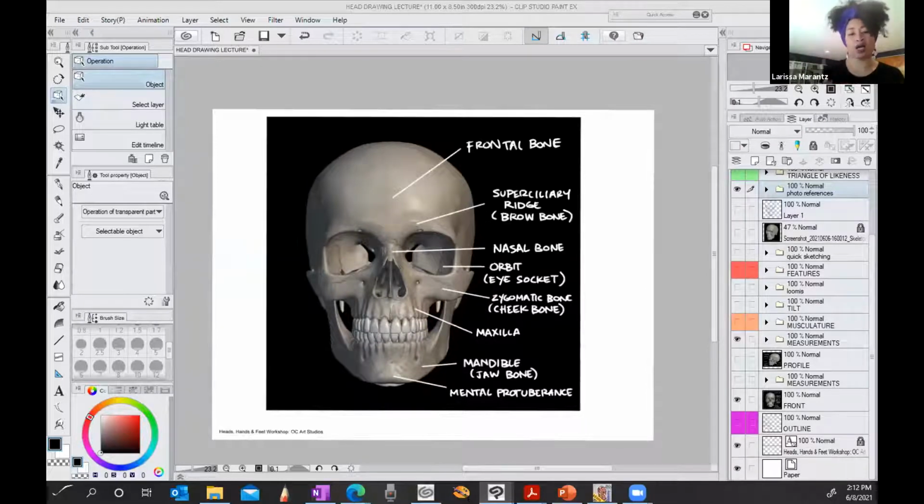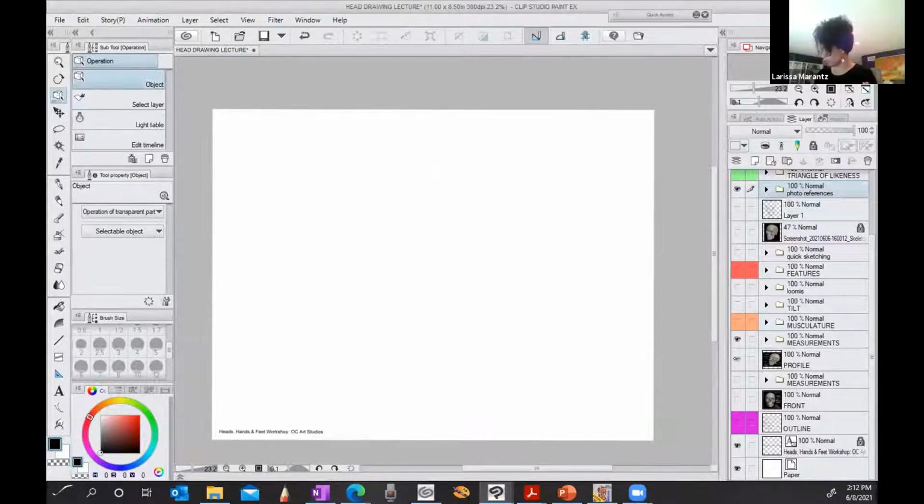So your job as an artist is to understand what the ideal average is so that you can then look for the variances and how whoever you're drawing differs from that average, okay? So that's the front of the head. Now we're going to go into the profile real quick.